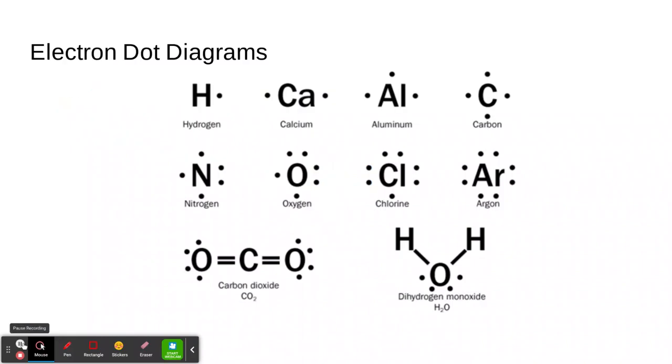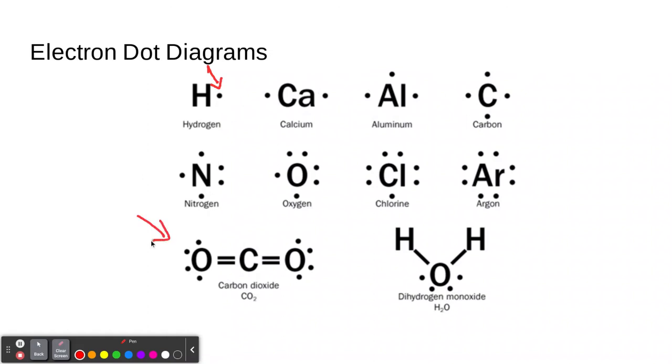All right, and here's a few to look at. So you see hydrogen. Hydrogen has 1. How do I know? It has 1 dot. So here's hydrogen. It has 1 dot, so it has 1 valence electron. Calcium has 2. Aluminium, or aluminum, has 3, and so on. So the dot diagrams tell you how many valence electrons are in each element.